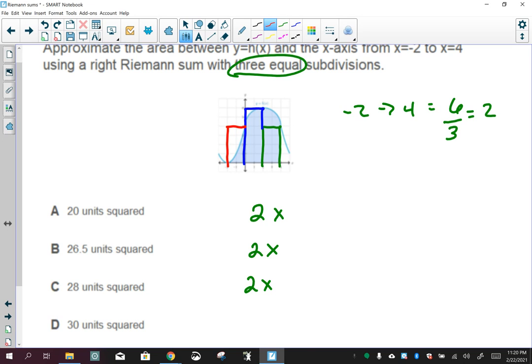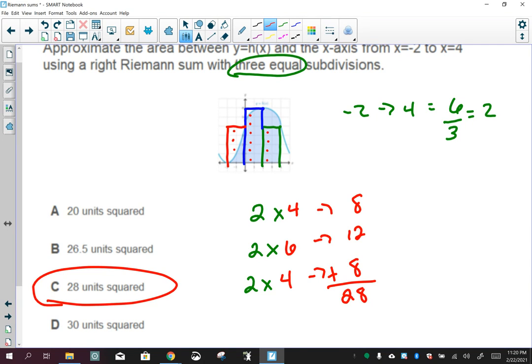So I've got a height here of 1, 2, 3, 4. And then here I've got 1, 2, 3, 4, 5, 6. And then here I've got 1, 2, 3, 4. So I wind up with an 8, a 12, and an 8. And when I add all that together, I get 28 units squared.